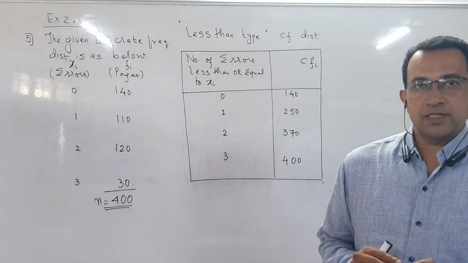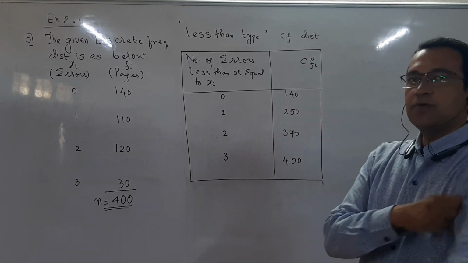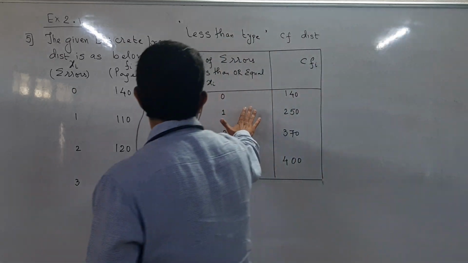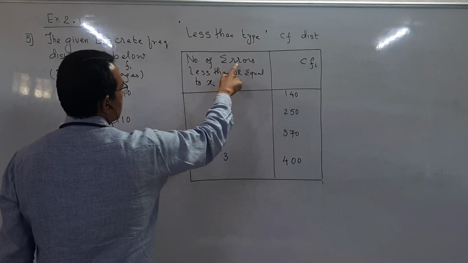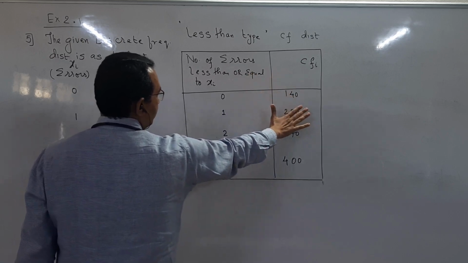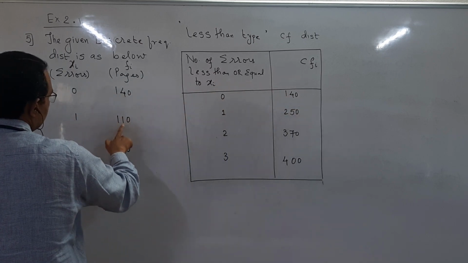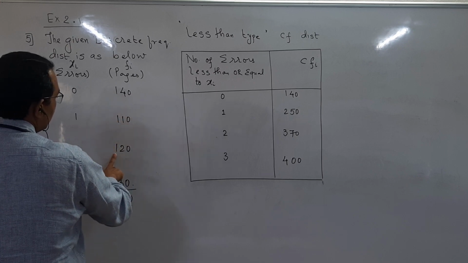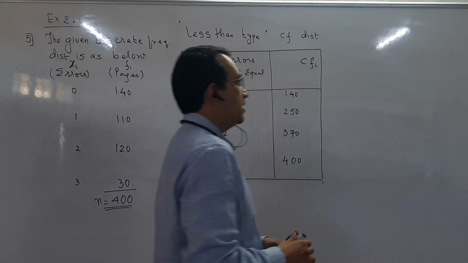Once again, students, I am explaining less than type cumulative frequency distribution. The first column in the table will be number of errors less than or equal to xi. Simply here we have to describe the variable. The second column is CFI. All of you know how to write CFI. For 0 it is 140. For 1 it is 140 plus 110, so 250. For 2 it is 140, 110 and 120 which I have added, which is 370. And for 3 it is 400.